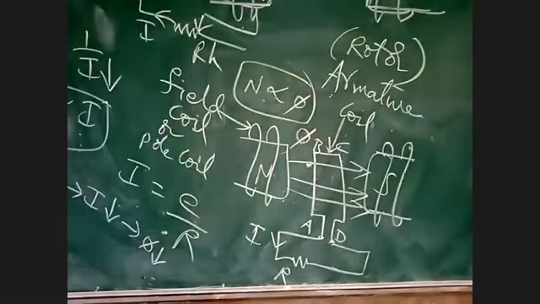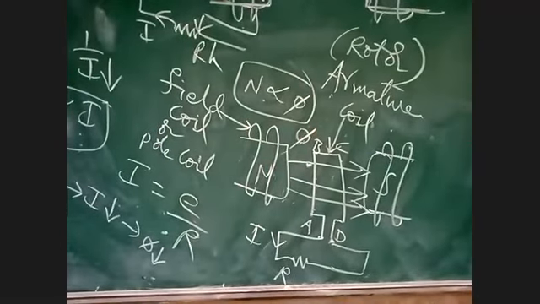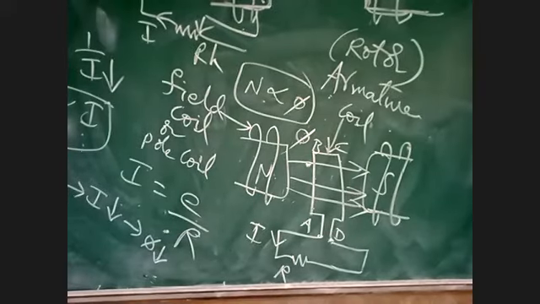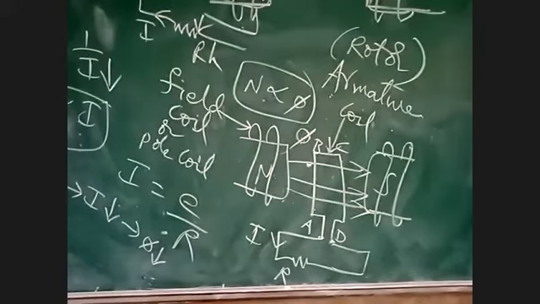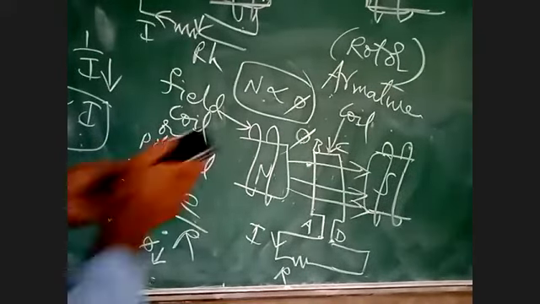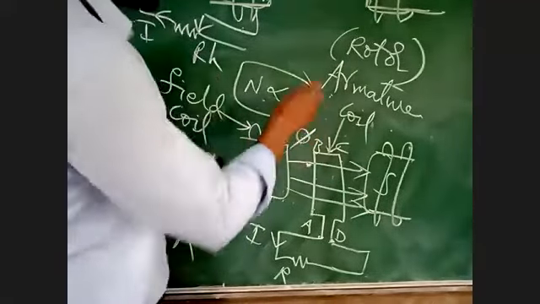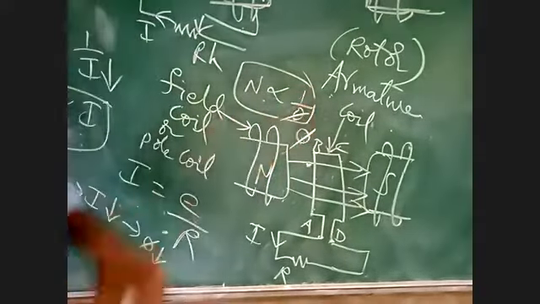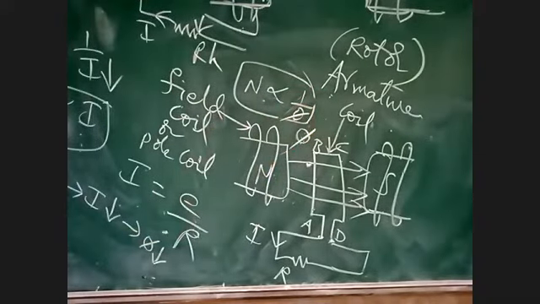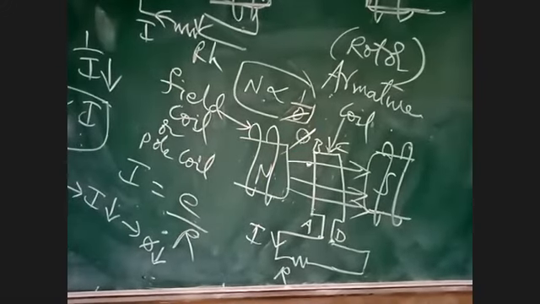N is the speed of the machine, which is directly proportional to flux. Suppose you take a permanent magnet; sometimes the permanent magnet is completely demagnetized. Then flux is zero. Speed is inversely proportional to flux. Suppose flux is zero, what happens to speed?